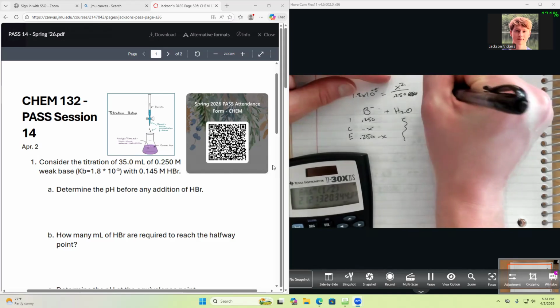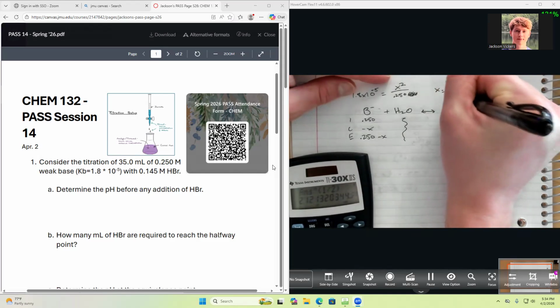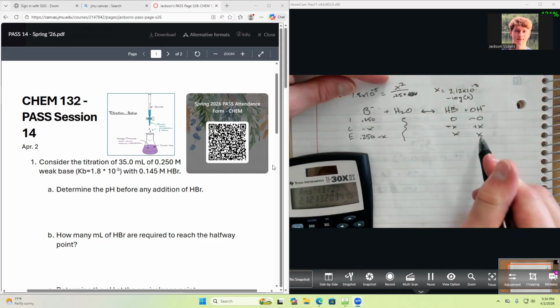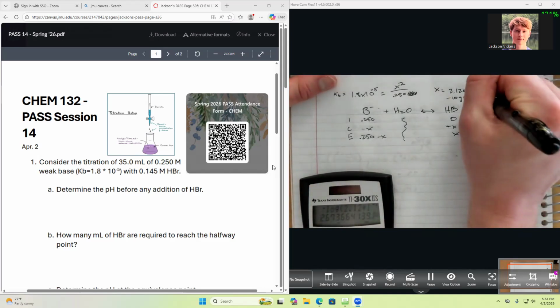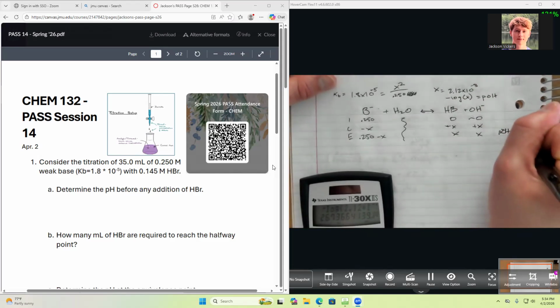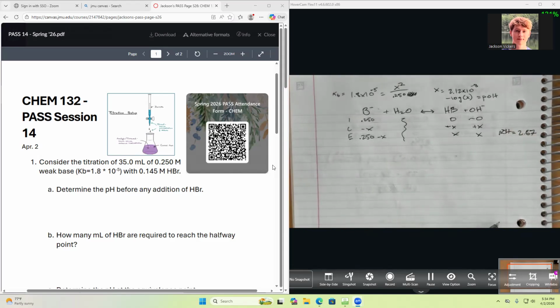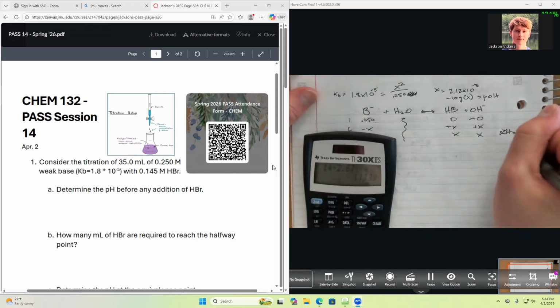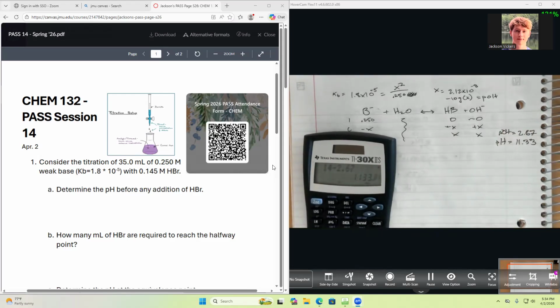We get an x value of 2.12 times 10 to the negative 3. And we know that if we take the negative log of x, since that's our concentration of hydroxide, we can get a pOH. Let's do that. The pOH is, I got 2.67, there we go. And 14 minus that is 11.33 as the pH.